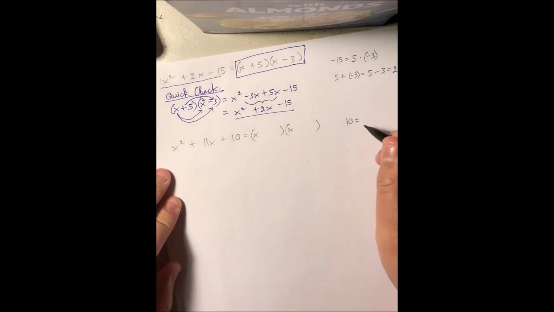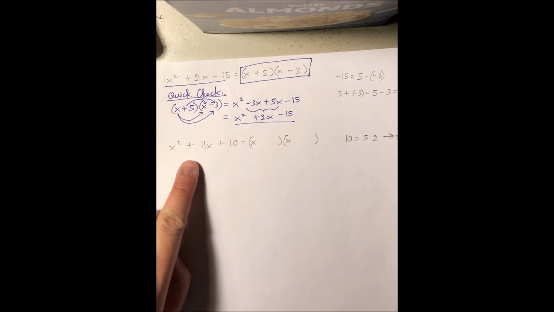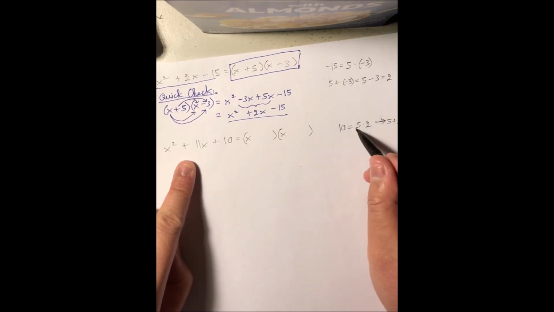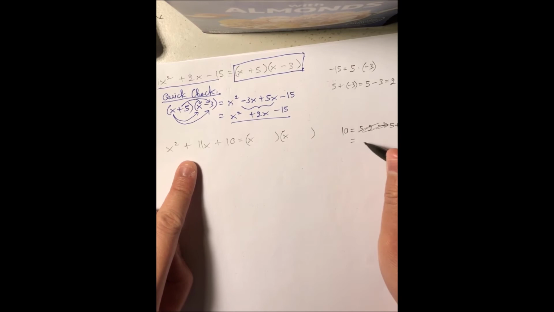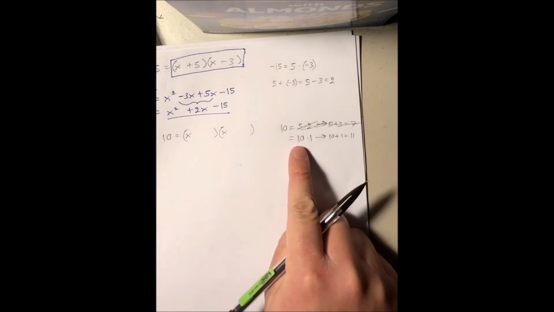Well, +10 can be written as +5 times 2. But +5 plus 2 is equal to +7. That's not the coefficient positive 11 that we are looking for. So it's not these two factors. These two are out. What about we try positive 10 times positive 1? Well, positive 10 times positive 1 is positive 10. And positive 10 plus 1 is equal to positive 11.